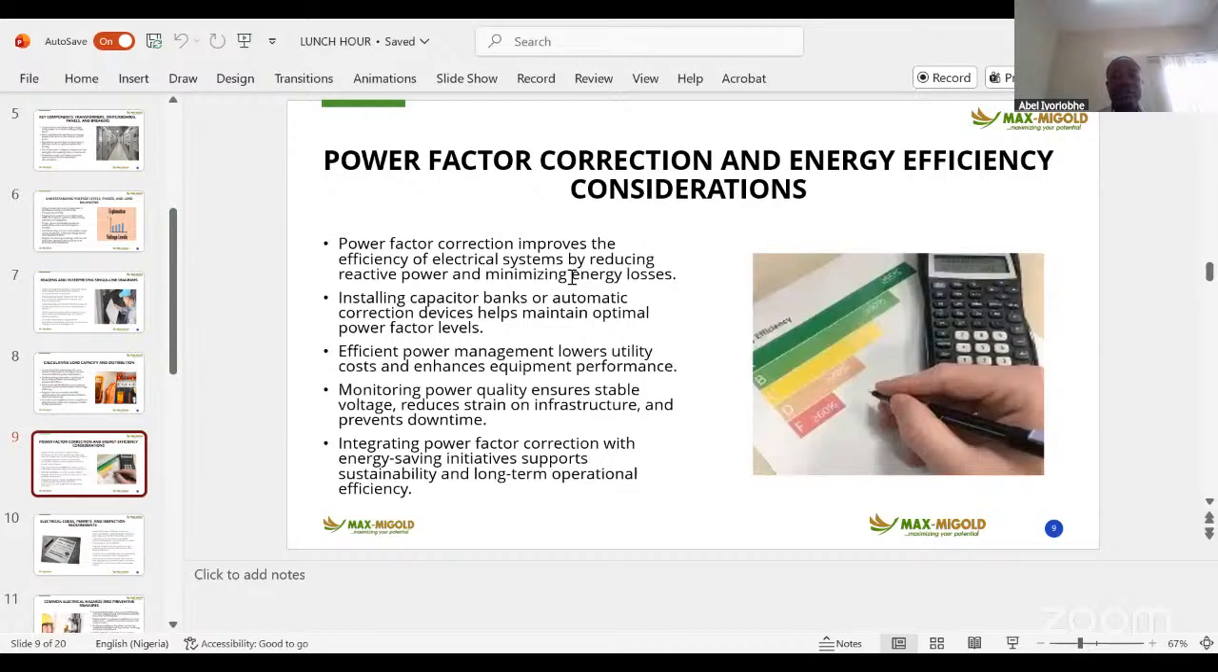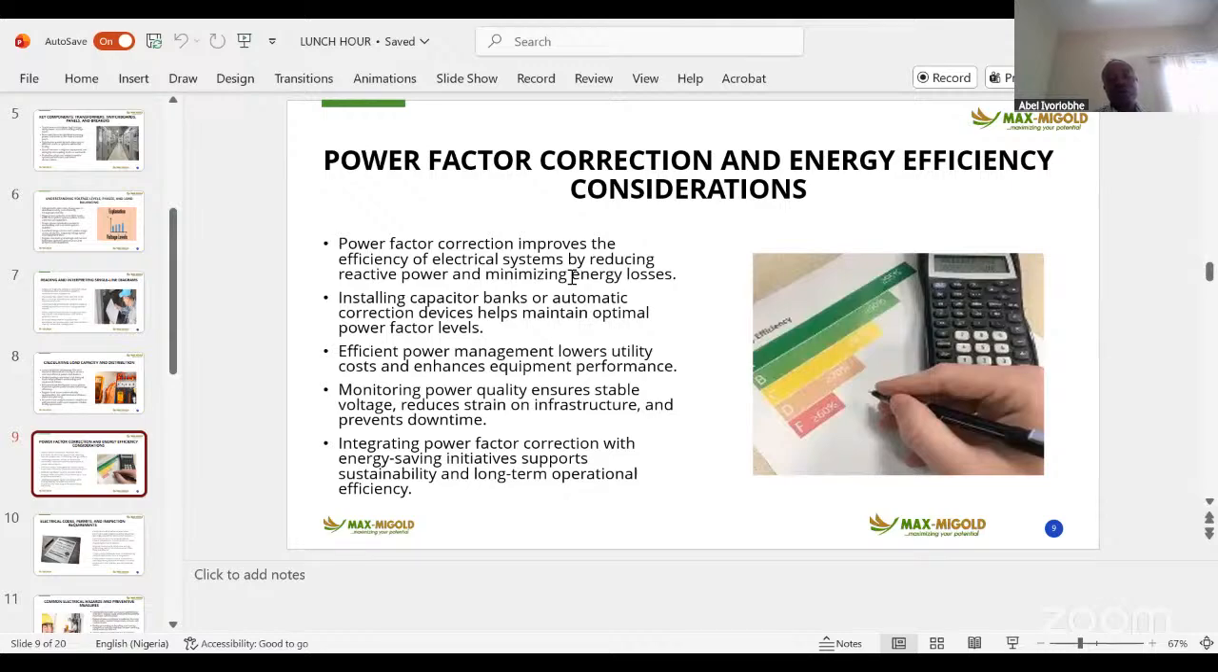Power factor correction and energy efficiency. A power factor, as normally calculated, is 0.8. If the power you are having is lagging or leading, there are methods used to correct this issue, either using a leading power factor or a lagging power factor. Power factor correction improves the efficiency of the electrical system by reducing reactive power and minimizing energy loss. If you have more reactive power, you inject a power factor correction.